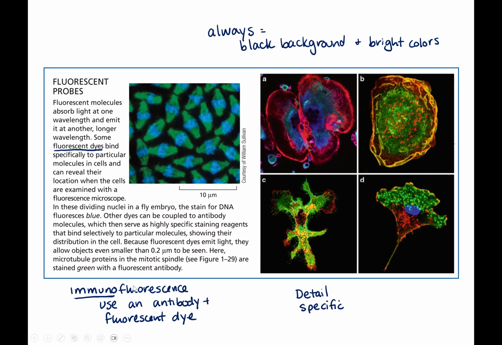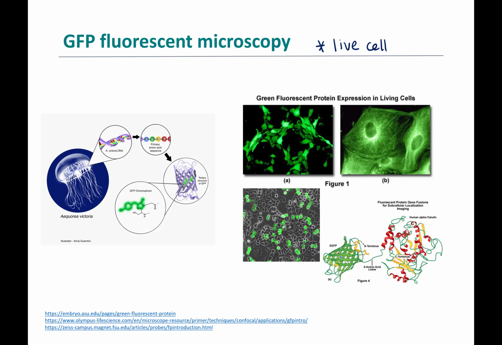Okay, so look for that black background and bright, vibrant colors for fluorescence. There's another kind of fluorescence that you can use for live cells, and that's called GFP. And GFP stands for green fluorescent protein. GFP. And when we use GFP, we're manipulating the cell genetically.